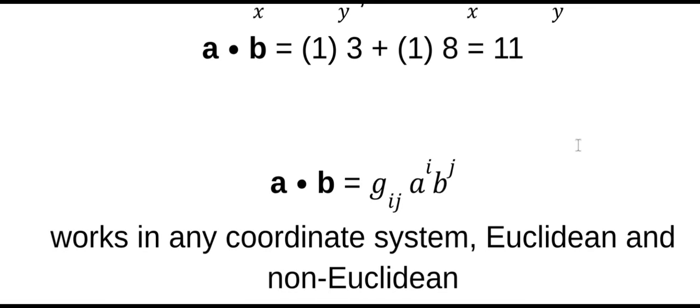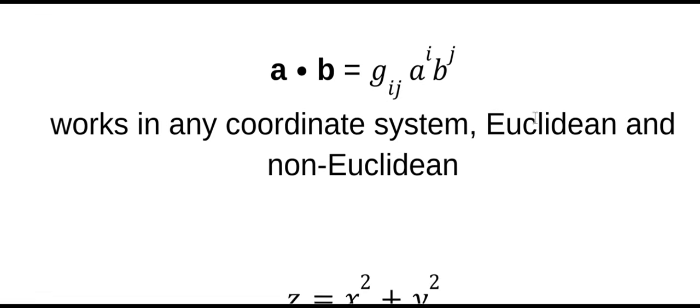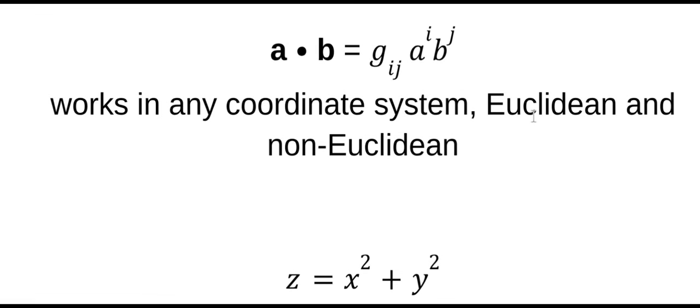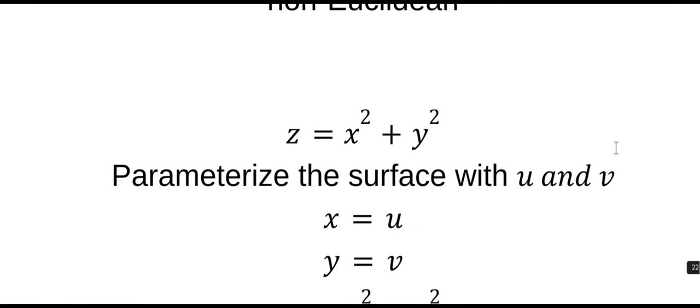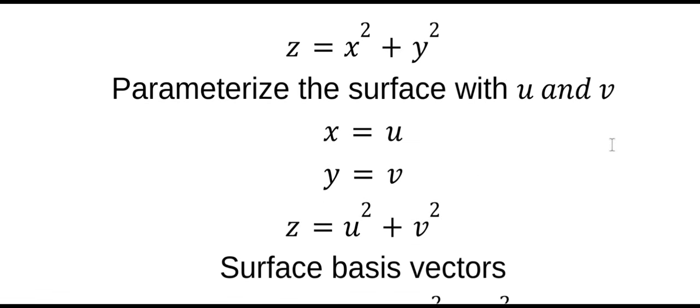We just did the simple example. So let's do a really not simple example. Let's do one in a paraboloid. So this is the equation of a paraboloid, and we've done this before also. We parameterize the surface because we only want to look at surface coordinates with u and v. So we have these equations.